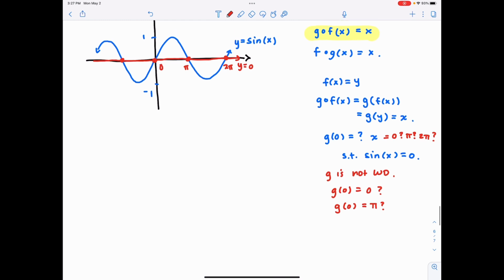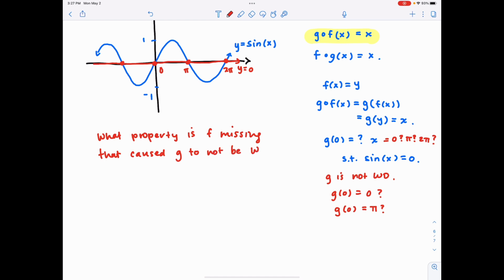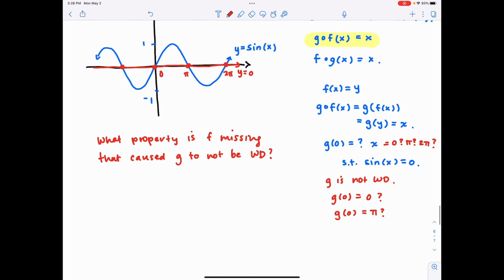Now, the issue that caused this to happen, what property is f missing that caused g to be not well defined? Well, the graph didn't pass the horizontal line test, and since it didn't pass the horizontal line test, that corresponds to failing to be 1-to-1.